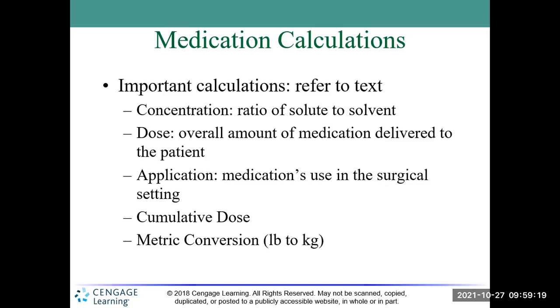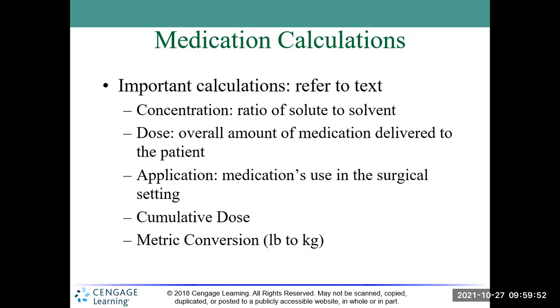We do that same thing with medications, where we may add a powder to a liquid. So we may add some powdered medication to normal saline. The dose is the overall amount of medication that's delivered to the patient. So it might be 2 milligrams of a powder that we're adding to 500 milliliters of saline. And so we've got to adjust that.